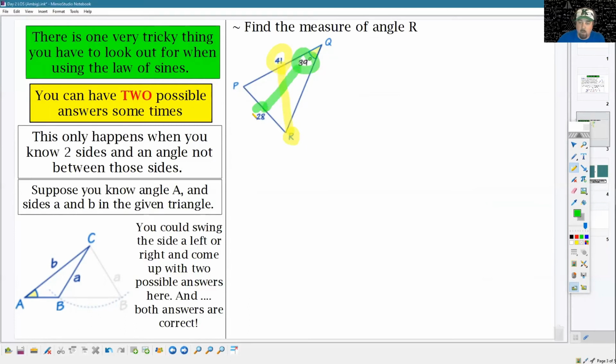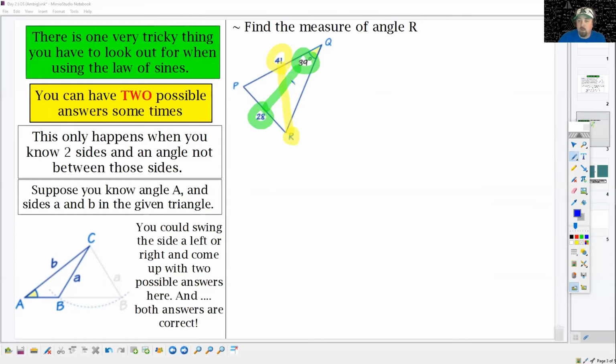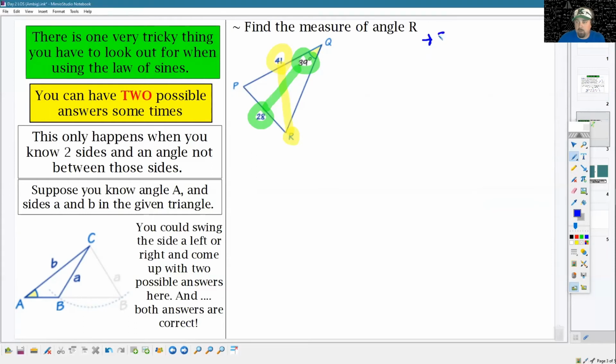39 and 28 are paired together. Now, information that we start with: we know two sides and an angle not between them. So when we go to use the law of sines now, we need to look at this. Is the information I'm given two sides and an angle not in between them? The answer here is yes.